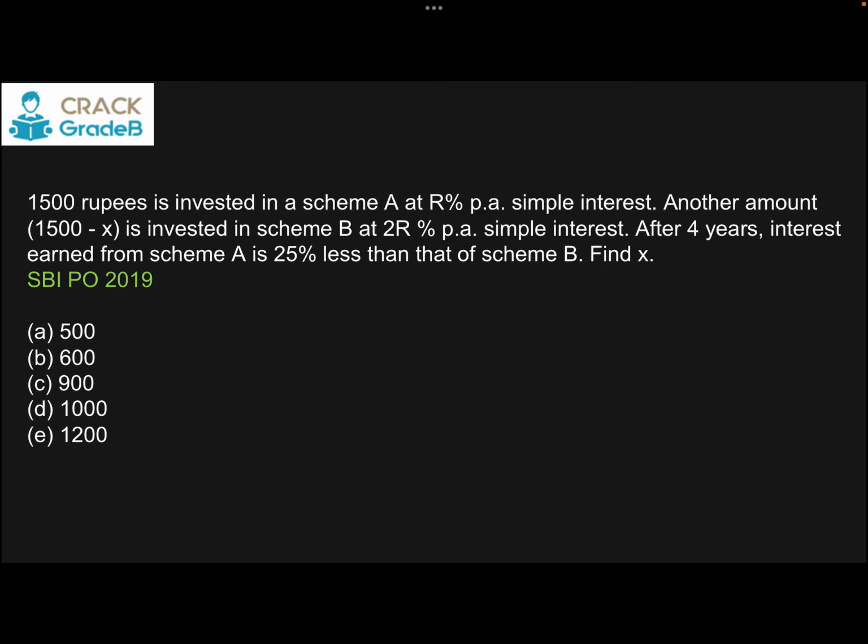1500 rupees is invested in scheme A at R% per annum simple interest. So scheme A and scheme B. Here we are investing 1500 rupees at R% per annum under simple interest. Another amount which is 1500 minus X, let's call this 100Y, because in terms of 100 we can deal with it easily. Here the rate of interest is 2% per annum under simple interest.